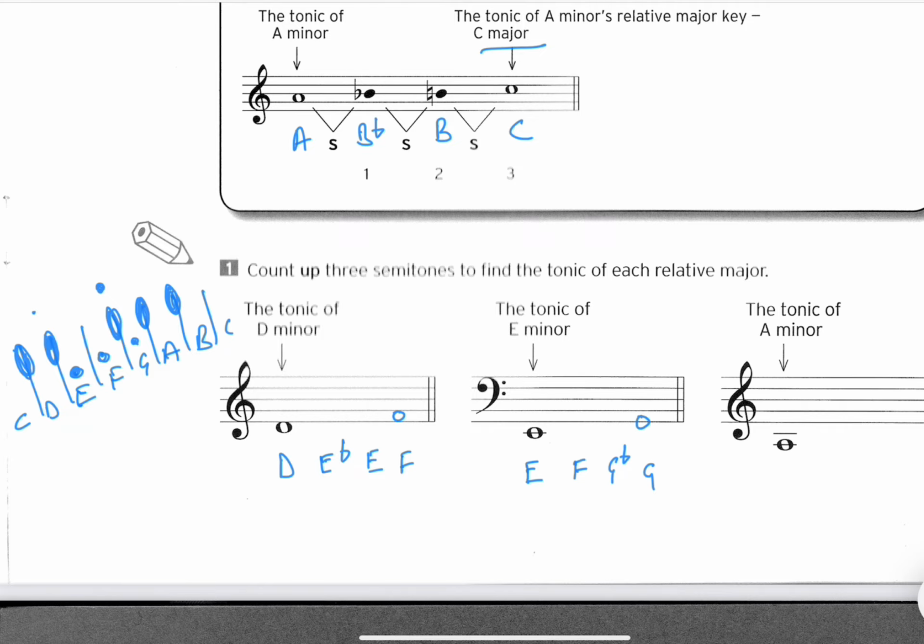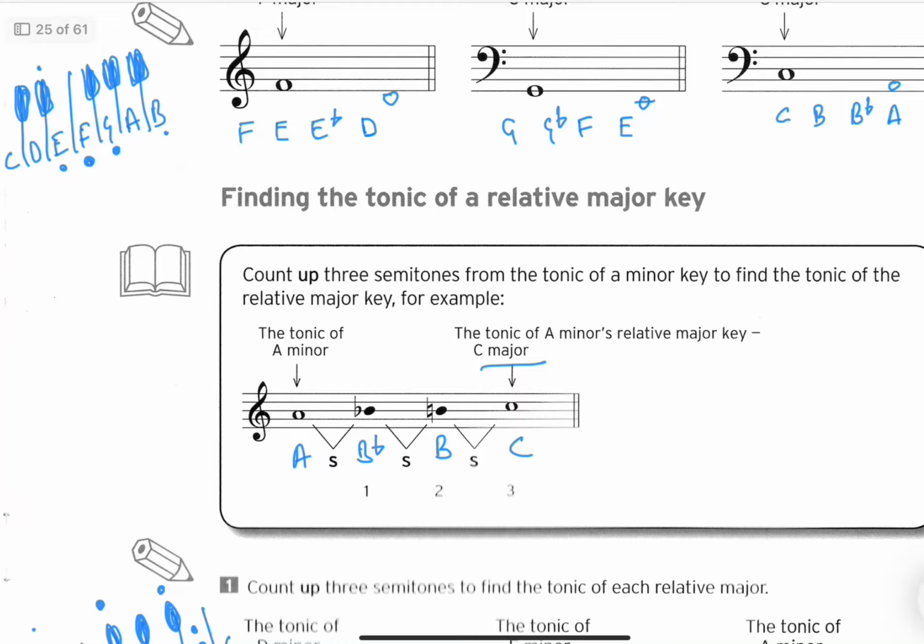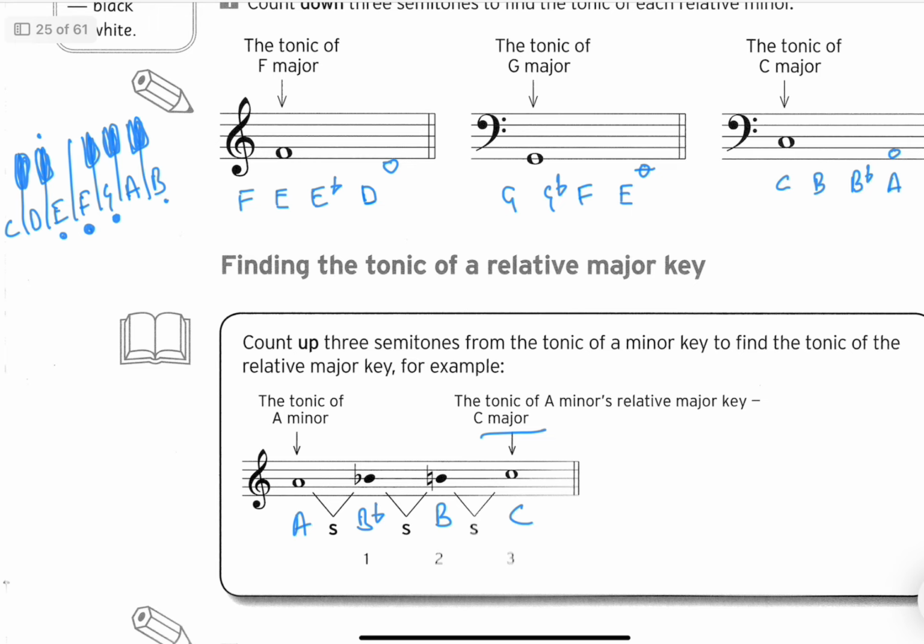Okay. Next one is A minor. For A minor, let's take 3 semitones up. From A, the first semitone is B flat. From B flat, we have B. And then from B, the next semitone is C. So we find C as our major key. I hope you have understood. To find the relative major or relative minor, you have to take 3 semitones up or 3 semitones down.